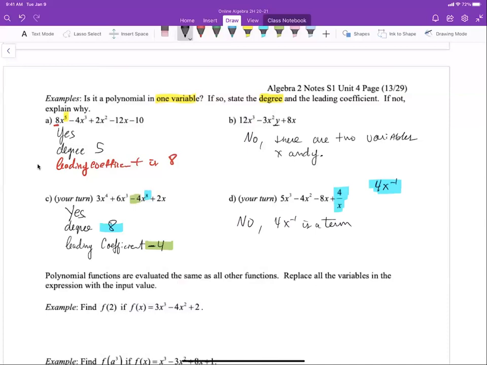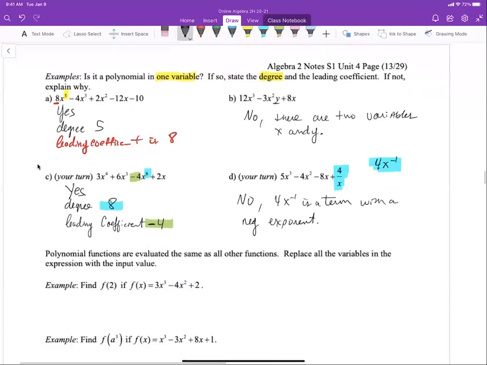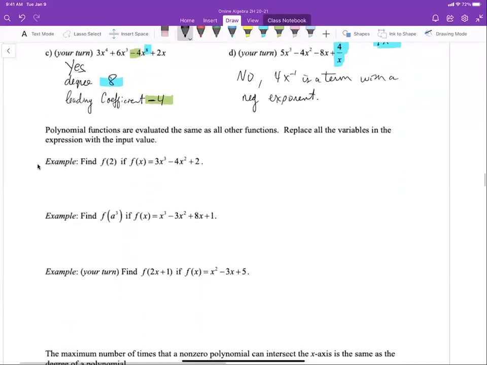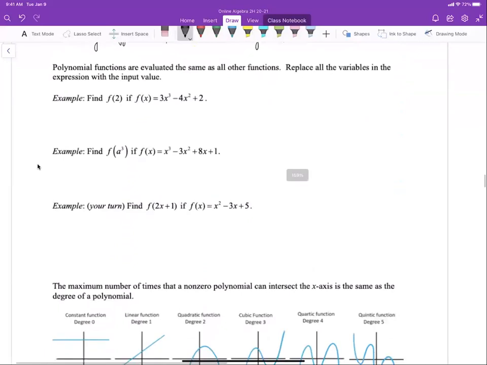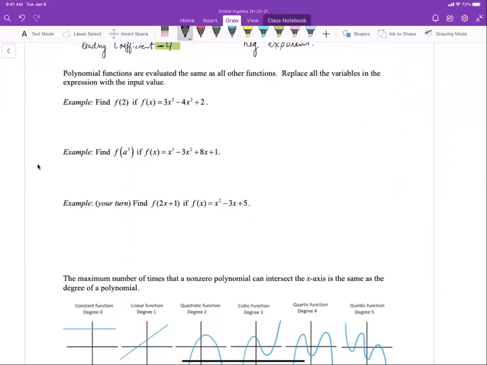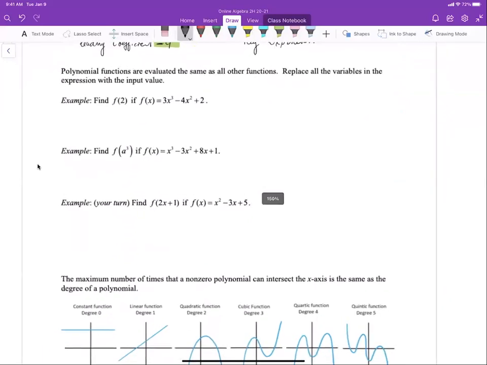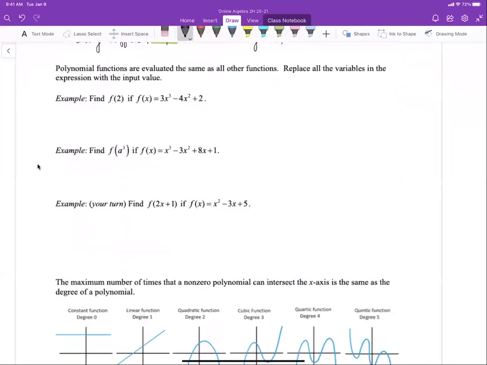Terms are separated by pluses and minuses, with a negative exponent. And we can only have non-negative integer exponents, so it can't be a fraction. All right, polynomial functions are evaluated in the same way as all other functions.